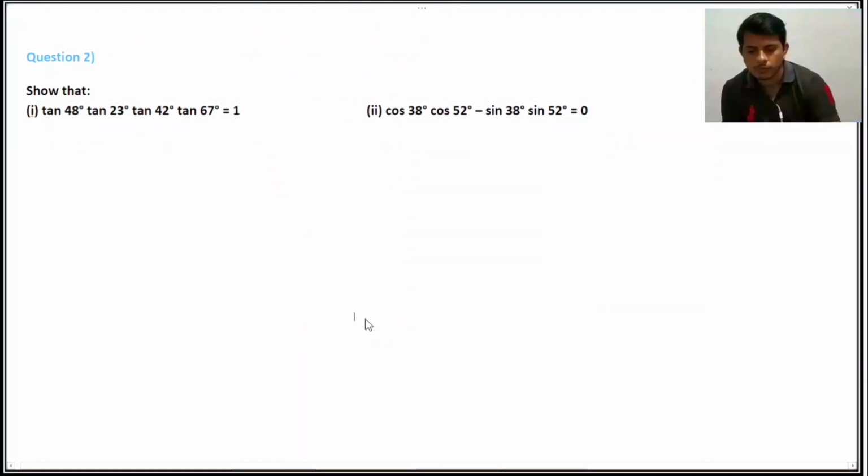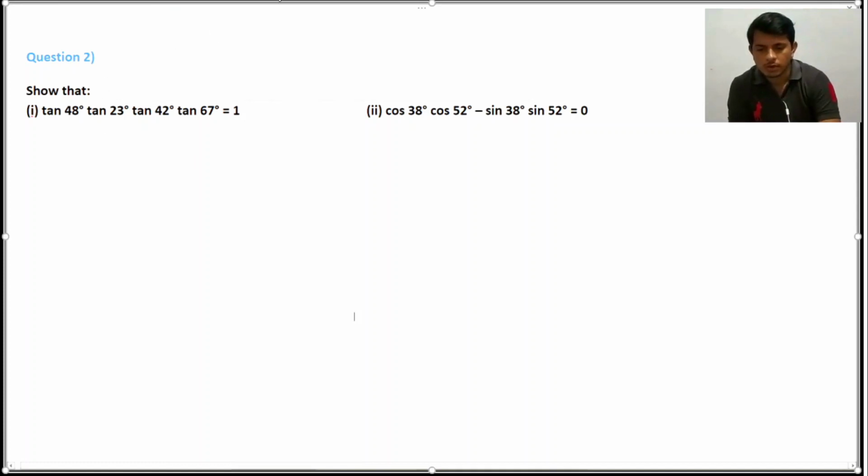Today we're gonna solve exercise 8.3 question number 2. So let's start. Here we have question number 2. The first one is: tan 48 degree plus cot 23 degree... tan 48 degree into tan 42 degree into tan 23 degree into tan 67 degree is equals to 1. We have to prove it.